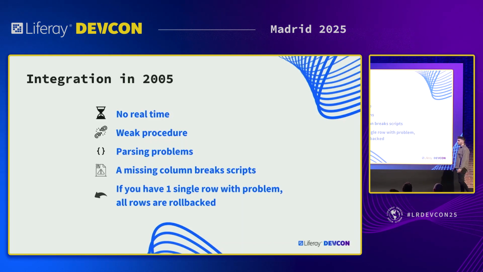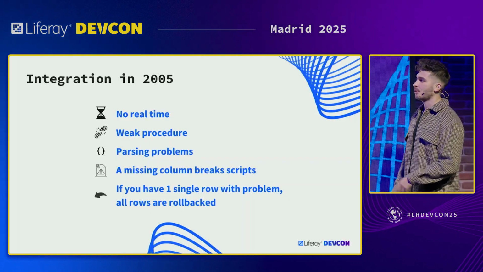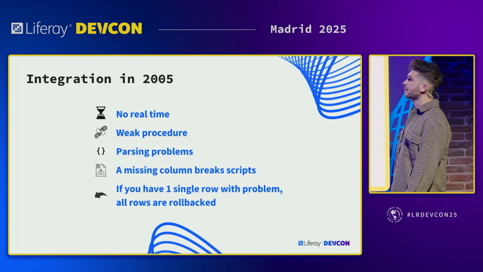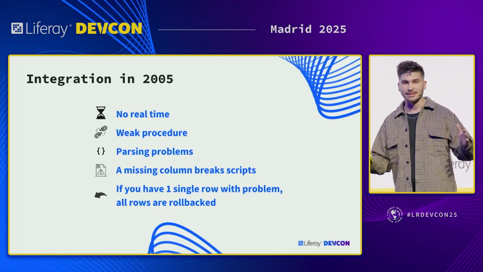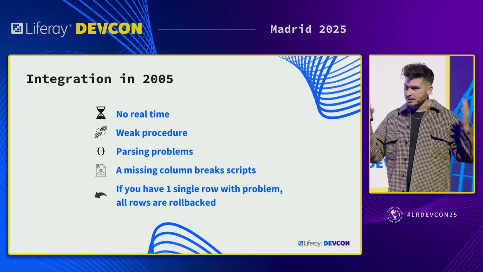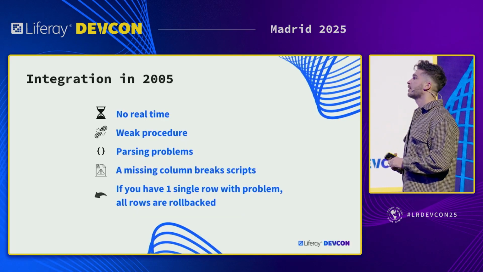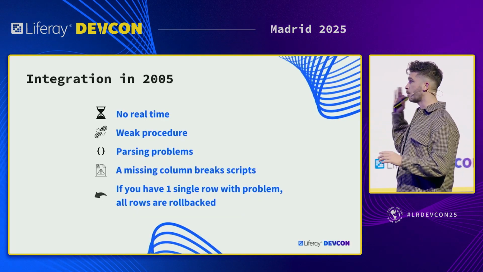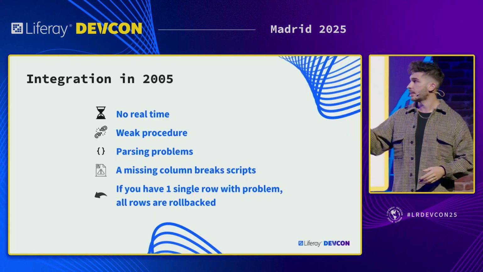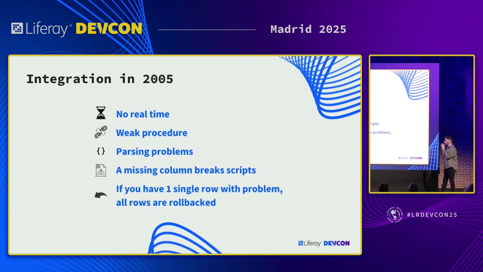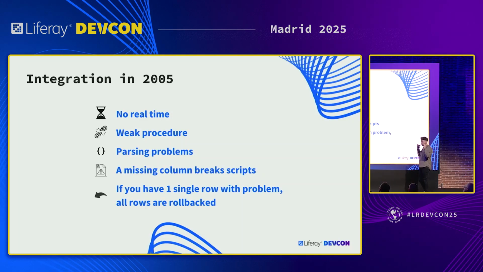Of course, no real time. One of the most common sentences that I heard in the afternoons when I was younger was, you have to wait for tomorrow morning to see your data updated, okay? Now it's crazy to imagine something like this. Of course, we had a lot of parsing problems. A missing column in the CSV file could break the whole script. And if you have a single row with a problem, you risk rolling back everything.